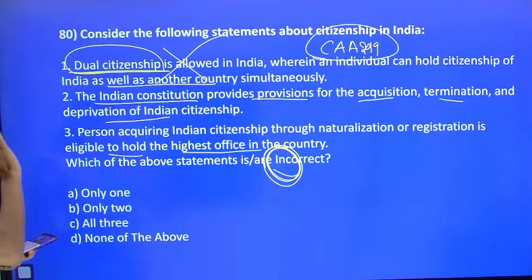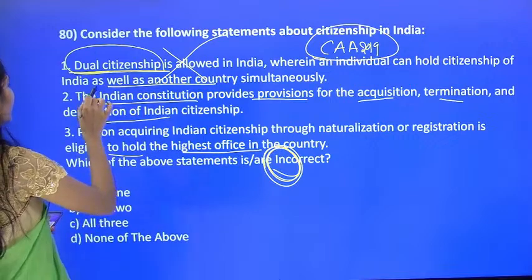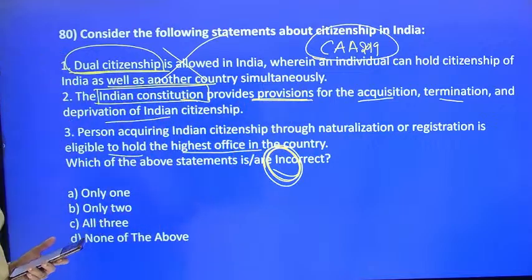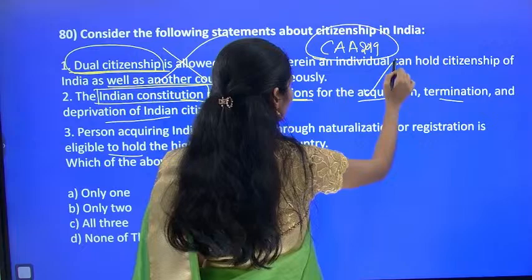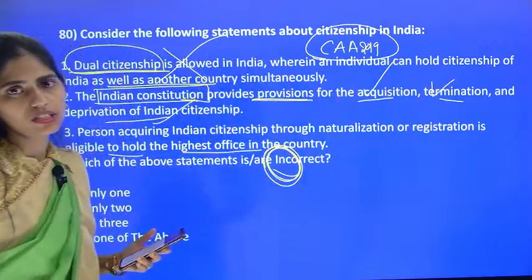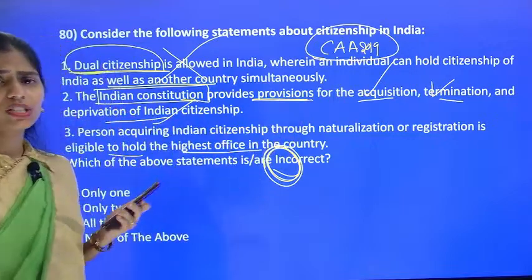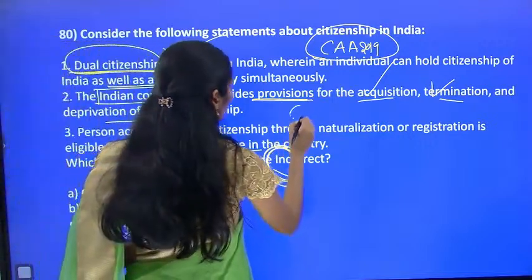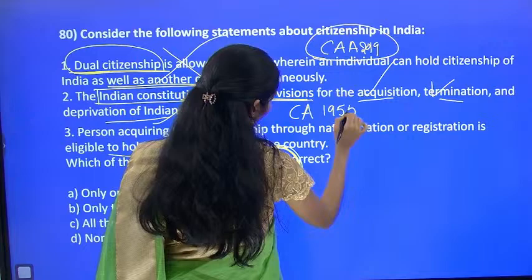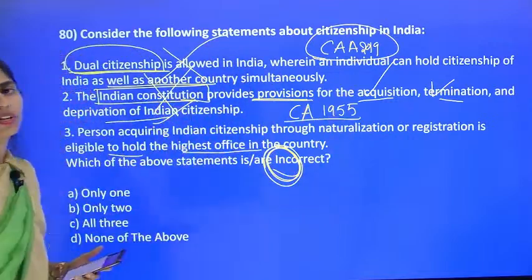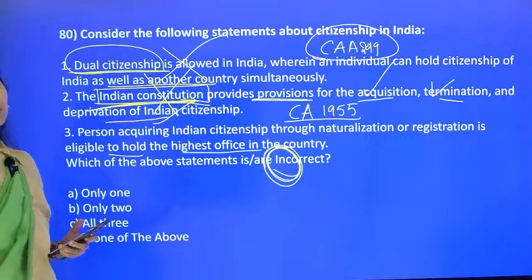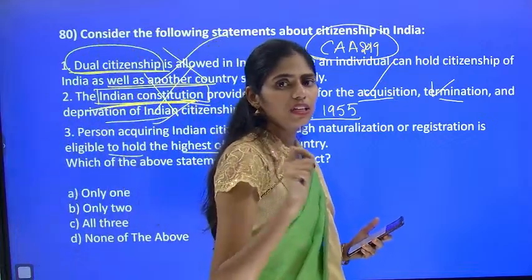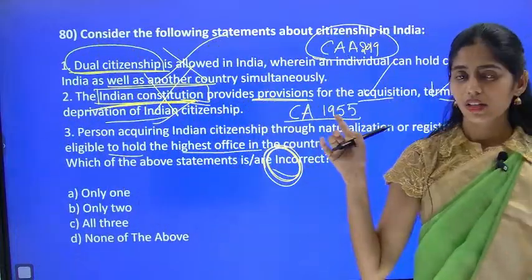And see the trap in the second statement. The Indian Constitution provides provisions for acquisition, termination and deprivation. In your Lakshmikant, you might have read about these provisions for acquisition, termination and deprivation of Indian citizenship, right? By seeing these three words, many of you say the second statement is correct. But it is according to the Citizenship Act of 1955. It is not at all written in our Indian Constitution anywhere. So in this way, UPSC will be playing games with you. Whenever any statement says it is defined in the Constitution or as per the Indian Constitution, that statement will compulsorily be wrong. Remember this.